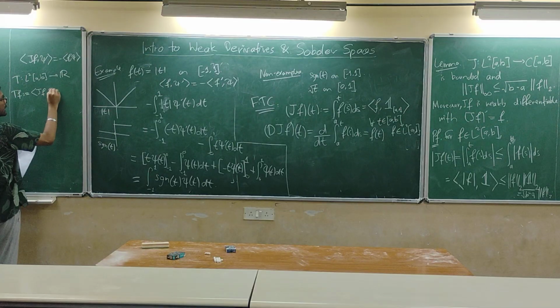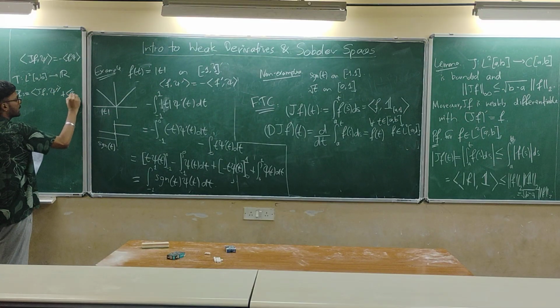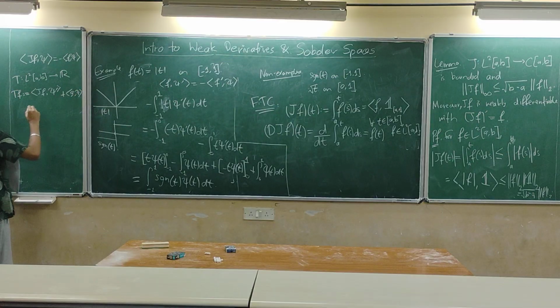J f c dash plus f of c. Here we take c to be fixed. Let's say this is T_c. Correct? Now, since this is a composition of addition and inner product and stuff like that, and it involves J and J is continuous, it is bounded. That implies T is also continuous and bounded.